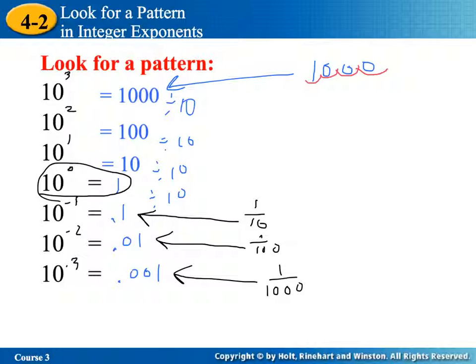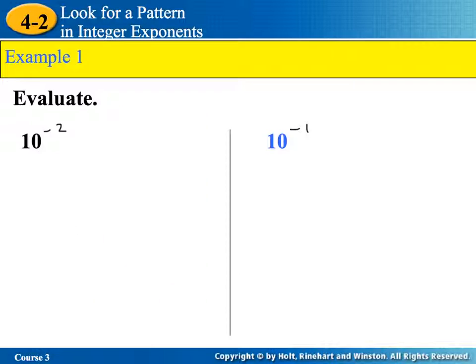All right? Let's try a couple. So you're writing this down. You are evaluating 10 to the negative 2 and 10 to the negative 1. So I want you to pause right now and see if you can come up with these answers. Come up with the exact answer.